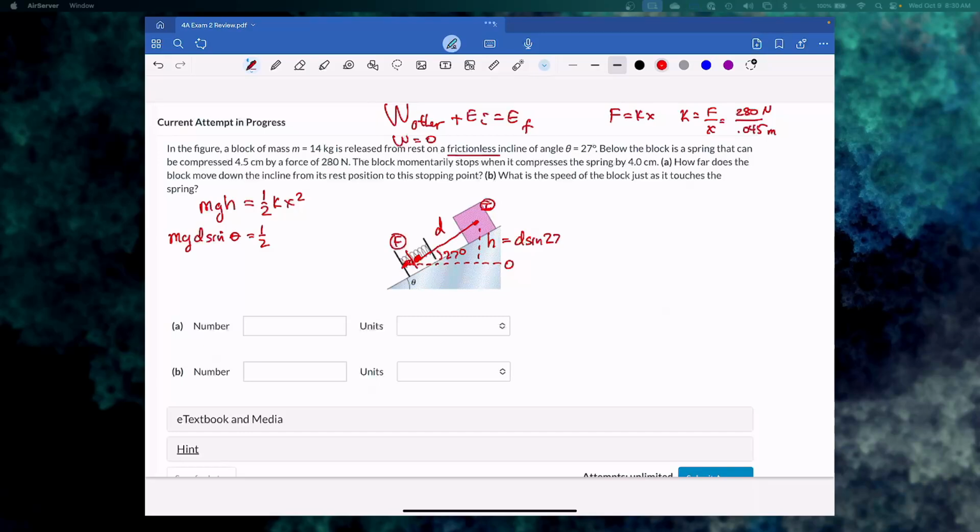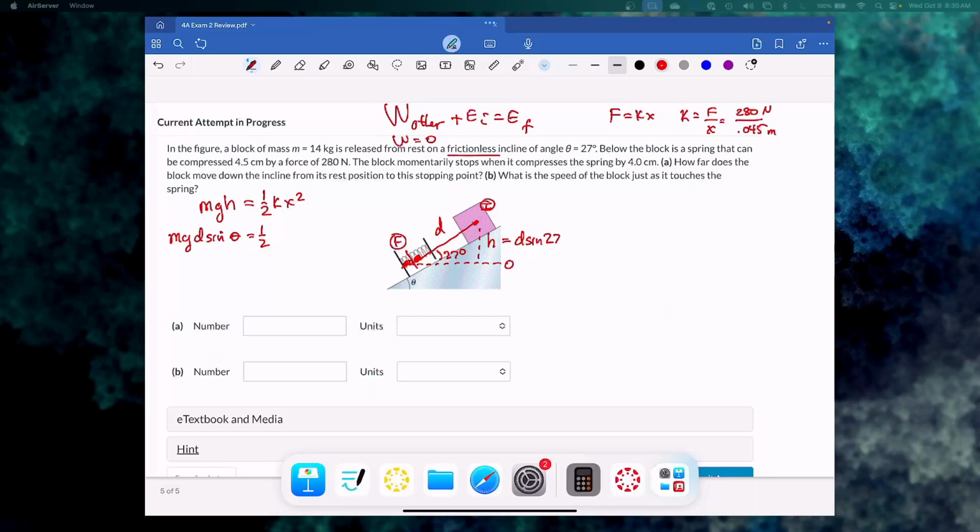What? You found your problem? Was that it? Does anybody else want to see me keep going? Yeah? Okay. 280 over 0.045. 6,222.2.